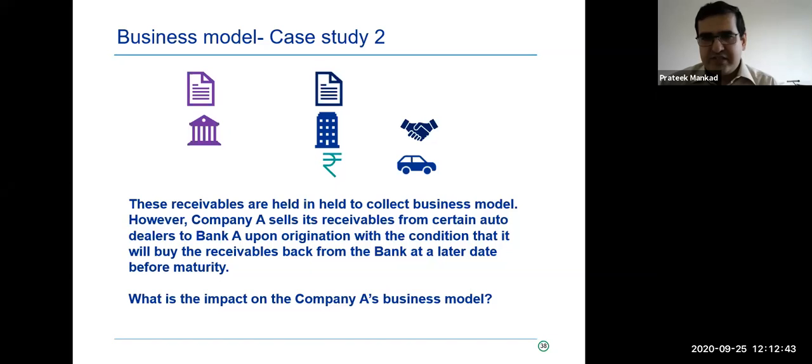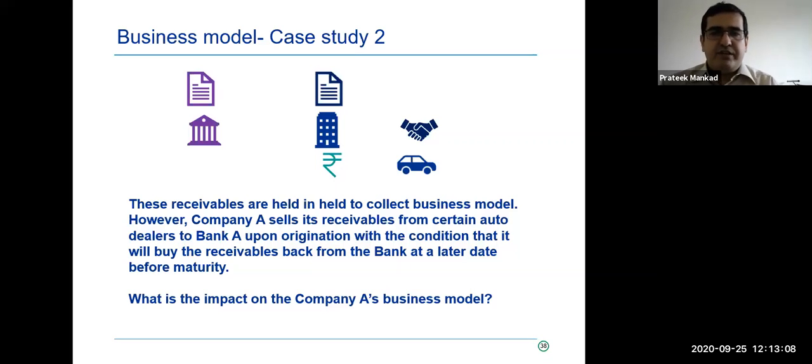Okay, good. Mixed responses are always good. It means we are all thinking right. Now the answer is, it actually depends on what is the term of the arrangement with the bank. So it depends on with recourse or without recourse.